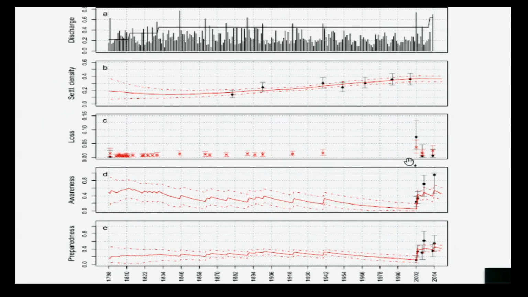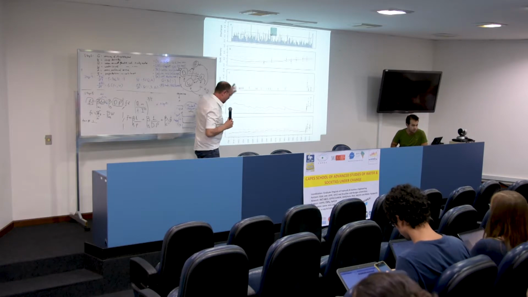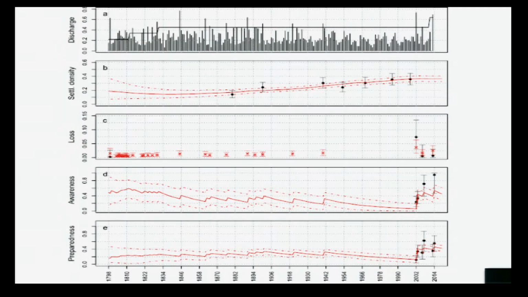Okay. The top panel shows the discharge, which is an input to this particular model. In some models it's internal, but this is external. For each year, you have the maximum discharge at the Elbe River in the eastern part of Germany, at this location in Dresden, Saxony. So big bars mean big flood. So this is the top panel.